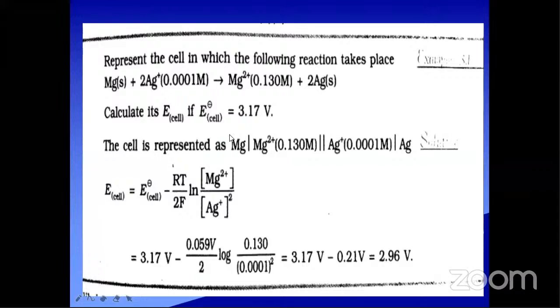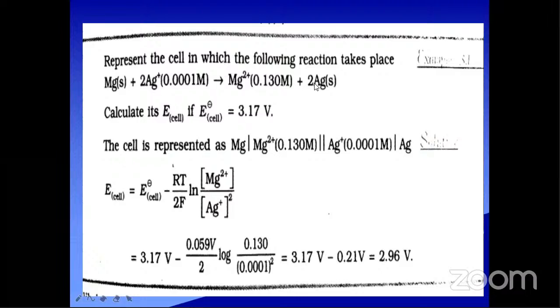Yeah, so another problem, especially about the Nernst equation. You have to observe here: the cell reaction is given. Magnesium reacts with silver: magnesium solid plus 2 moles of Ag plus in aqueous form. That is why he mentioned S in brackets, S indicating solid. Magnesium reacts with 2 moles of Ag plus, and then what will be formed? Mg2 plus and 2 Ag.